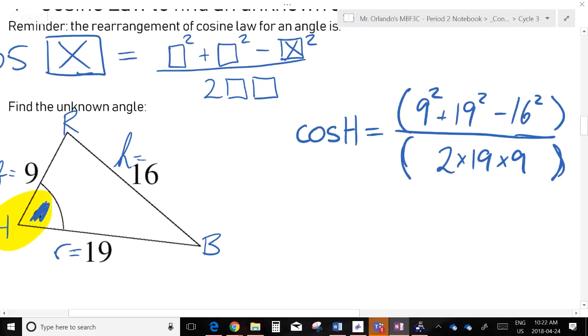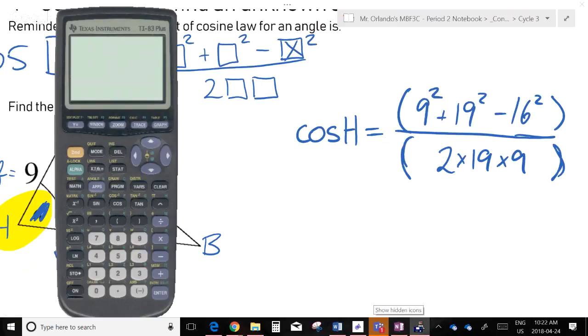Very good. Okay. Now the tricky part is making sure we put this into our calculator without ruining all our hard work. So what do I do first? Open a bracket, and up there I do 9 squared plus 19 squared minus 16 squared. Then what do I do? Close that bracket and divide, and then what do I do? Open a bracket. And what goes down here? Good. I close the bracket.